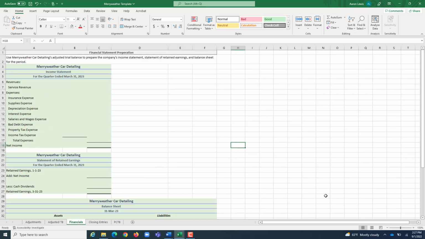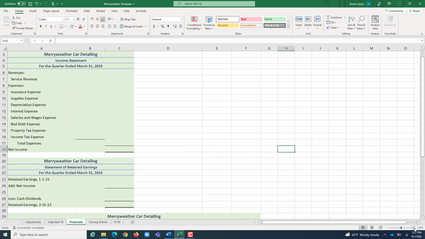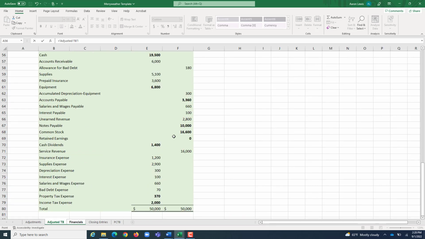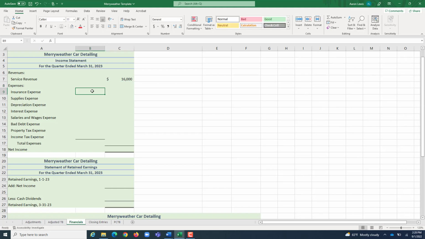The first financial that we're going to prepare is our income statement. Income statements, we're going to do a very easy single step, just our revenues minus our expenses. So what is the balance of our service revenue account? Well, let's click right over here and put it in the rightmost column. And we can just take that number directly from our adjusted trial balance. So this is going to be equal to the $16,000 that we are reporting on our adjusted trial balance for service revenue.